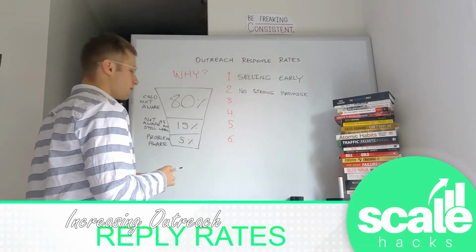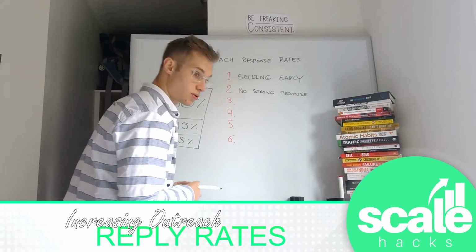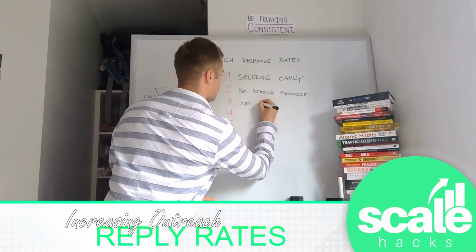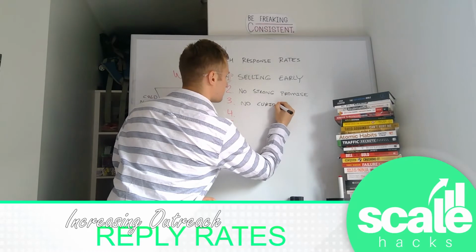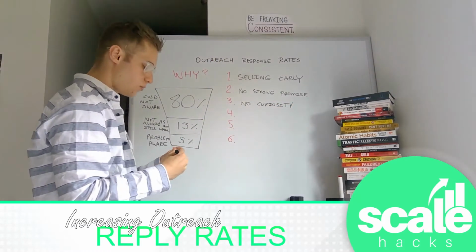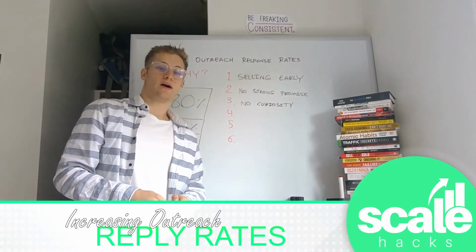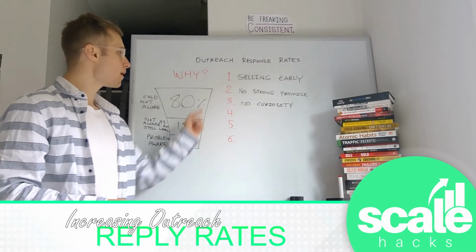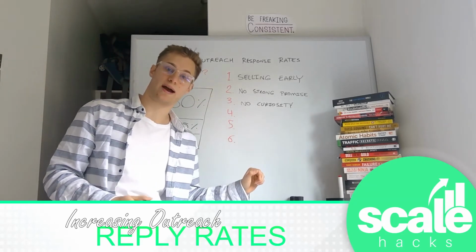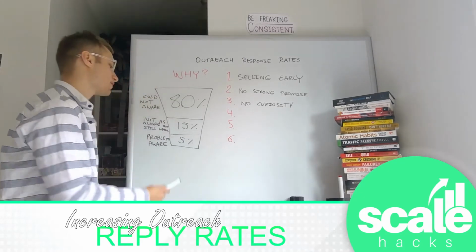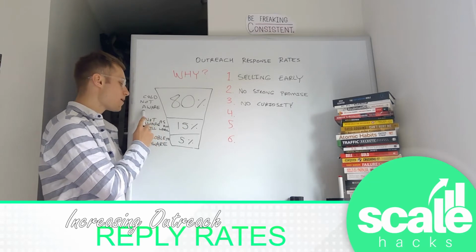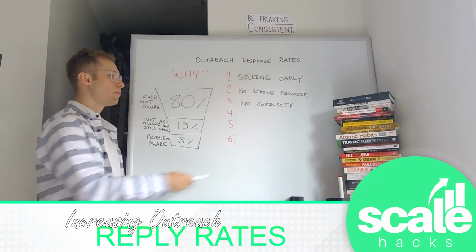Number 3, the reason why your outreach response rates are so low is you have no curiosity. And this is a big one, right? No curiosity, right? Where's your curiosity? Now, here's the thing, as we go through these, you might be hitting a couple of these things, but you need to hit all of these things to get really high response rates, right? Because again, back to this example here, if you want to hit this 80% market, you've got to be able to make people problem aware by doing these things.